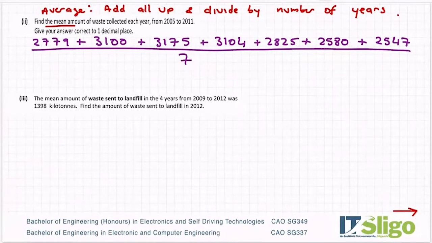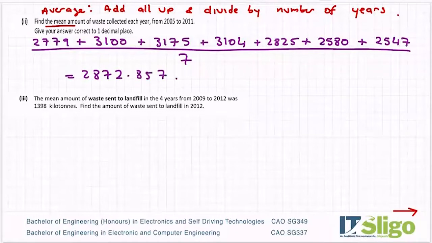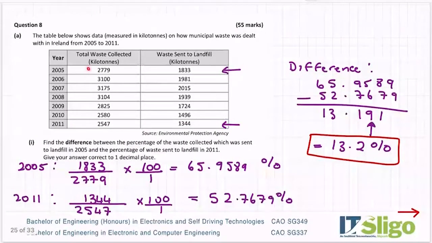Okay, so let me pop onto my calculator. So I have 2779 plus 3100 plus 3175 plus 3104 plus 2825 plus 2580 plus 2547, and that's all over 7. And I am getting for that 2872.857. And it says give your answer correct to one decimal place, so I need to look at the second decimal place. So 2872.9, and I'm going back for units, kilotons.